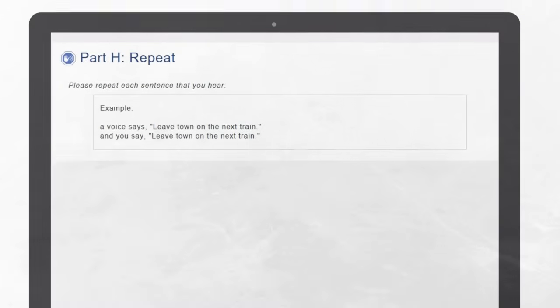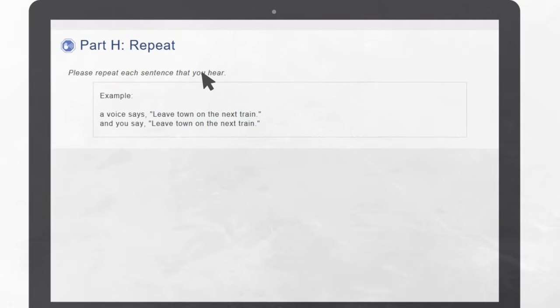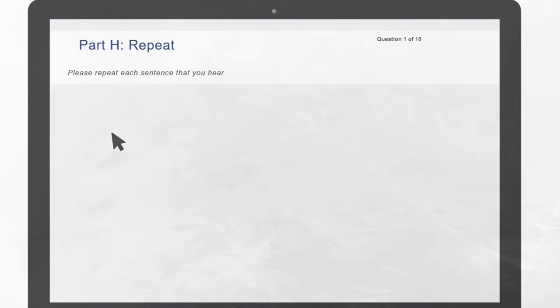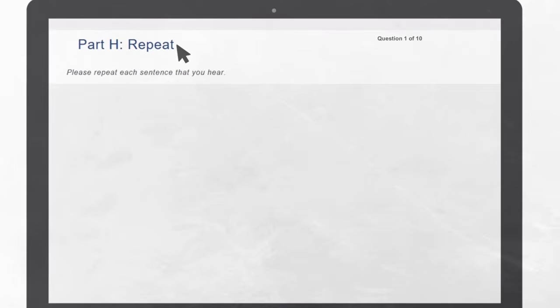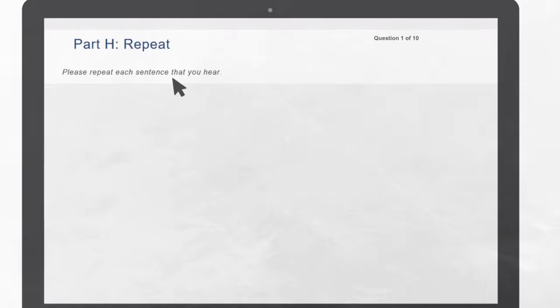Repeats. In Part H, you will be asked to repeat 10 different sentences exactly as you hear them. Sentences range from 3 to 15 words in length and increase in difficulty as the section moves on.